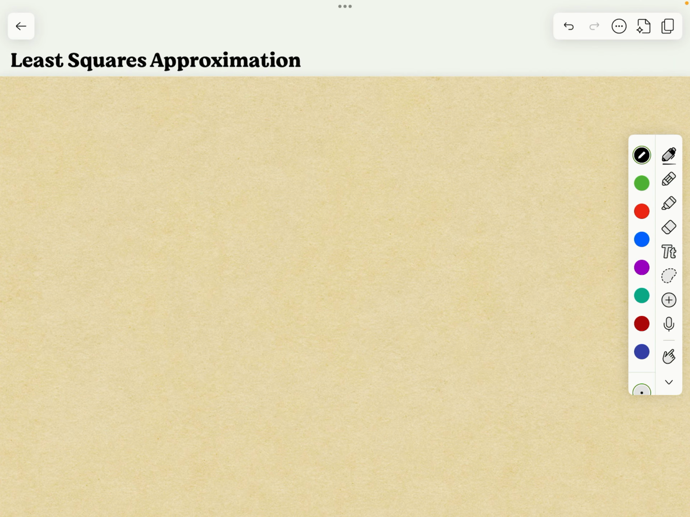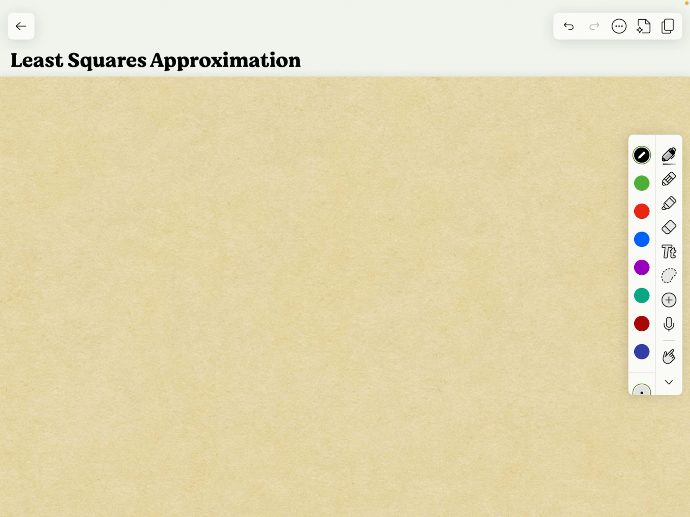So in this video, I want to use multivariable calculus and apply that to find the formula for the least squares approximation in linear regression.